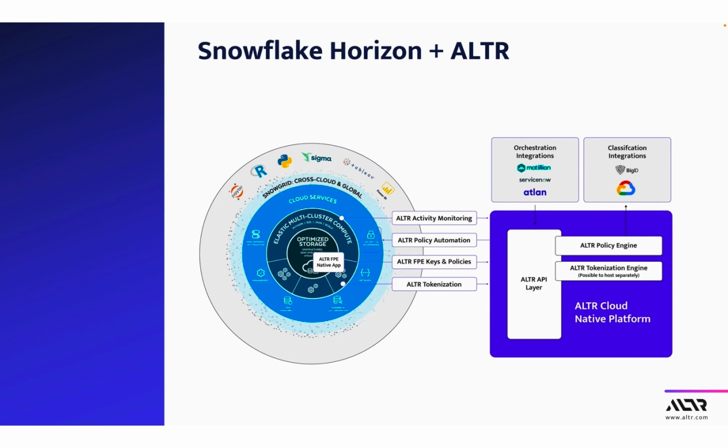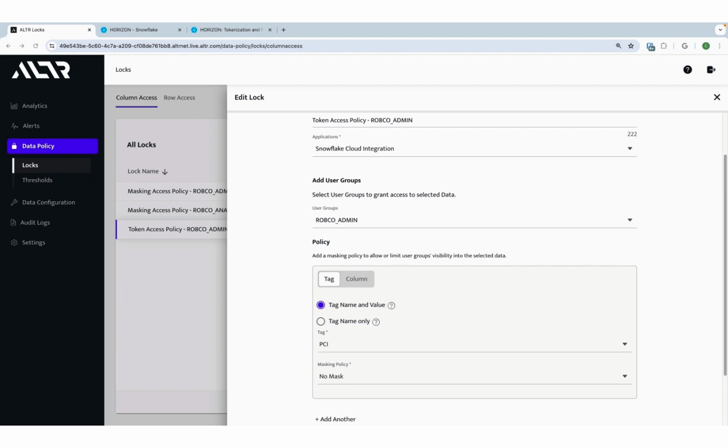In this case, I've already connected this tag to ALTR in the tokenized state, meaning that this tag can be used to control access to ALTR's detokenization function. I've also created a policy so that Robco admins can access tokenized PCI data with no mask. Because of this, no other Snowflake users will be able to access the credit card numbers.